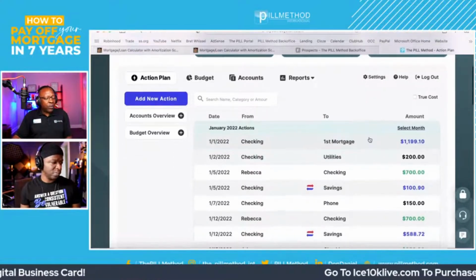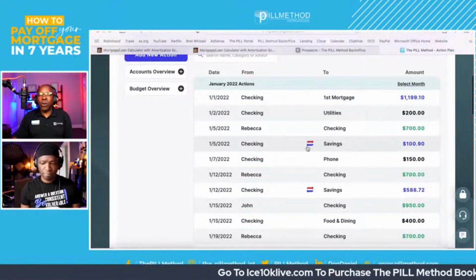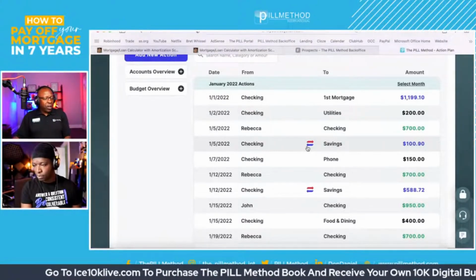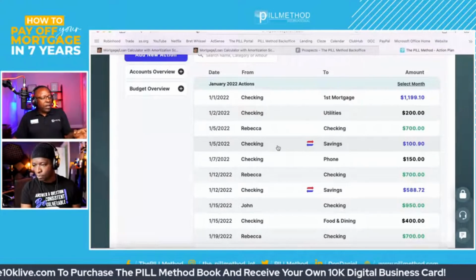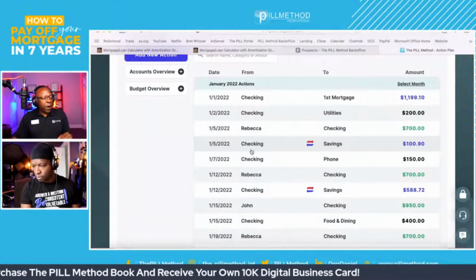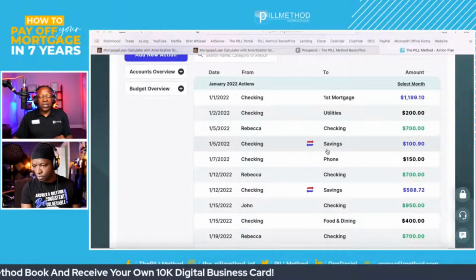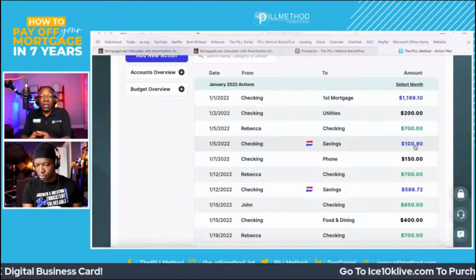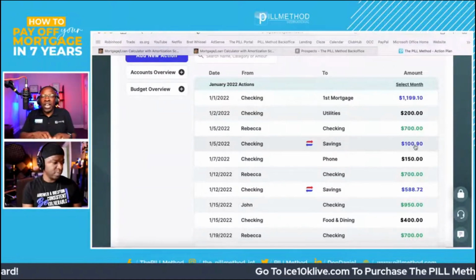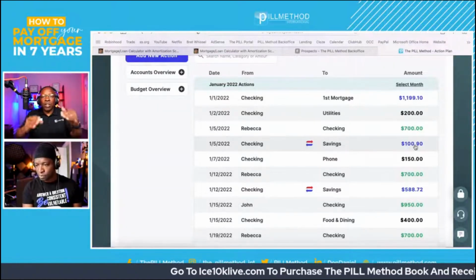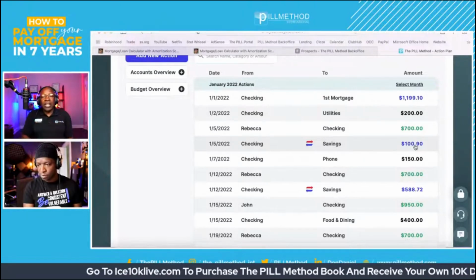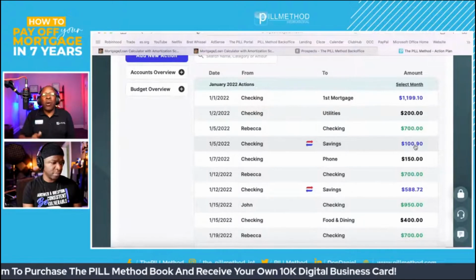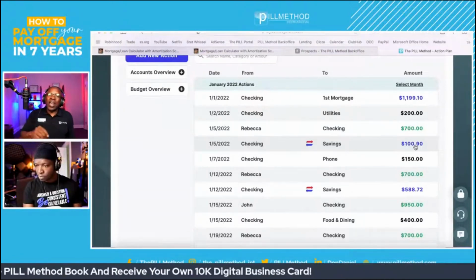After a while, the program gives us these little arrows. And this is the program talking to you, when it says, take money on the 5th of the month, take money from the checking account and put it into savings, $100.90, because this is the money John and Rebecca Jones don't need for anything else, because they told the program everything they need to pay, including their lifestyle money so that they can enjoy life.